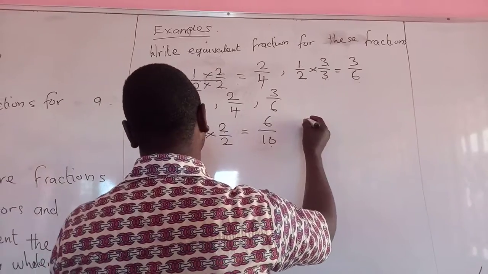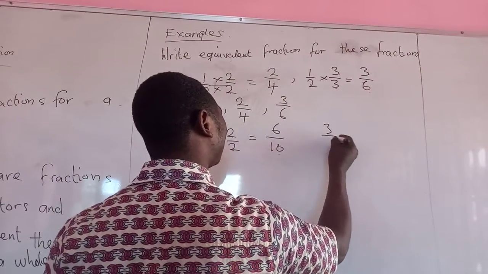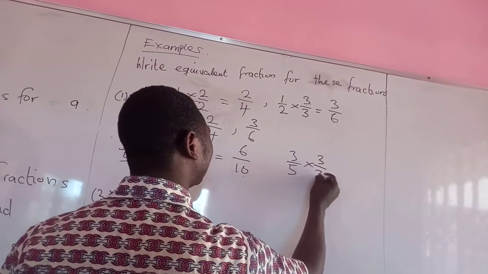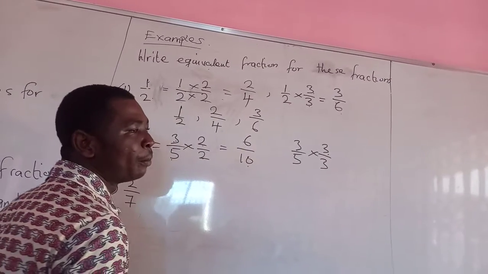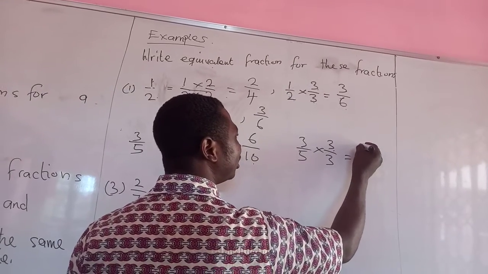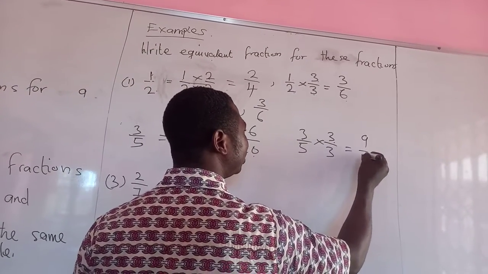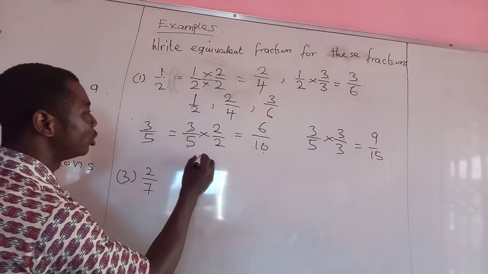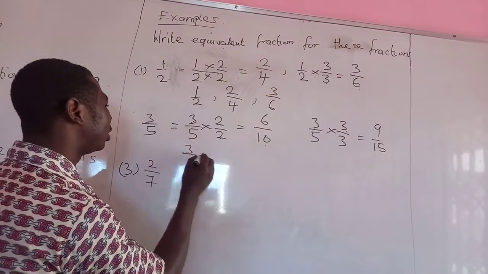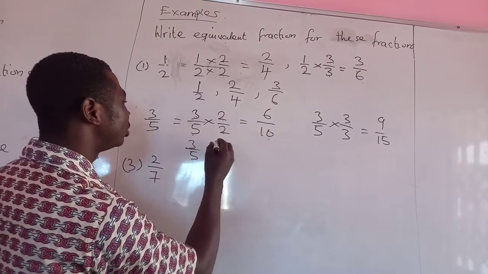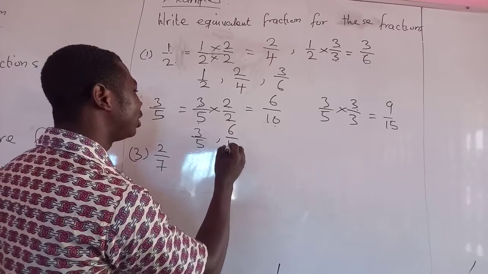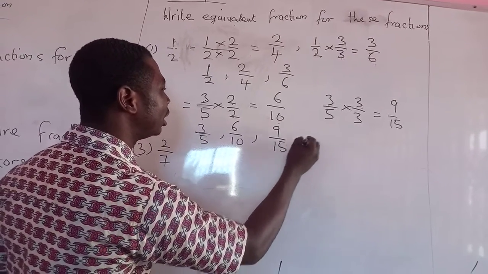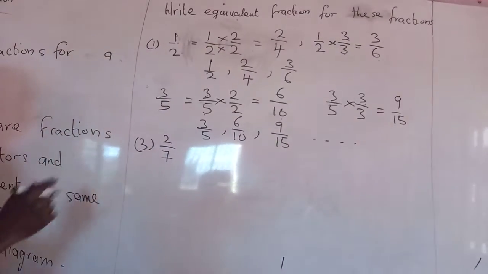Let's do one. So 3 out of 5 times 3 over 3. So multiply it quickly. What will you get? 9 out of 15. So let's write the equivalent fractions now. So we have 3 out of 5 is equivalent to 6 out of 10 is equivalent to 9 out of 15. Write the next one.